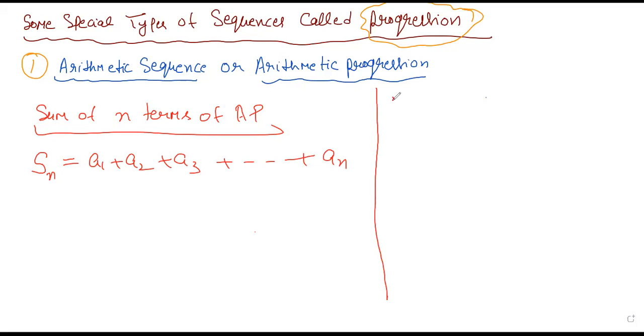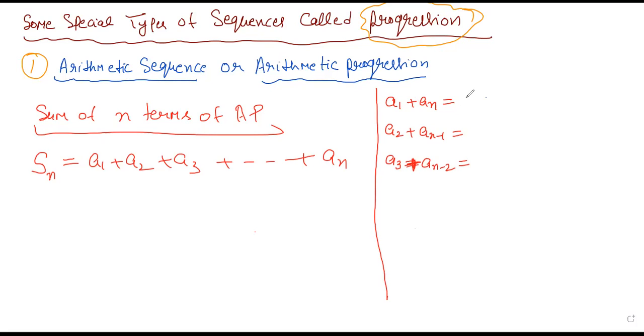If I add the first term and the last term, the second term and the second last term, the third term and the third last term, that is, the sum of the terms from equivalent positions from the starting and from the end. If we are taking the first term from the start, then take the first term from the last also; the second term from the start, the second term from the last; the third term from the start, the third term from the last. So if we are adding these terms, the sum will be the same.